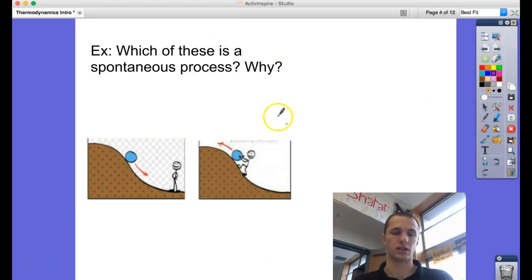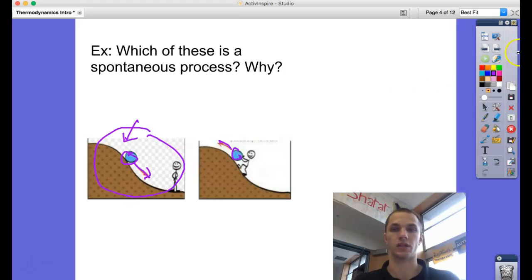And if we think about an example here, okay, we have a ball, and we want the ball to either go down or go up the hill. Which of these is a spontaneous process and why? Well, clearly this one is going to be spontaneous because it's going to roll down the hill based on what we know about gravity without any outside assistance. For that ball to roll up the hill, I'm going to have to get up here and push behind it. I'm going to have to provide some outside assistance. So this would be considered a spontaneous process because no outside assistance was needed. Right?